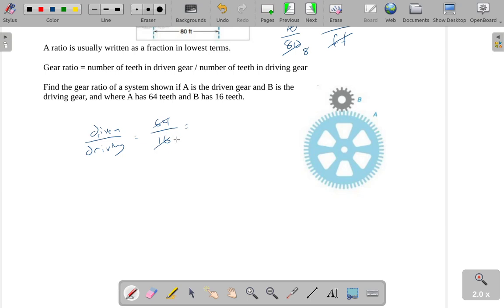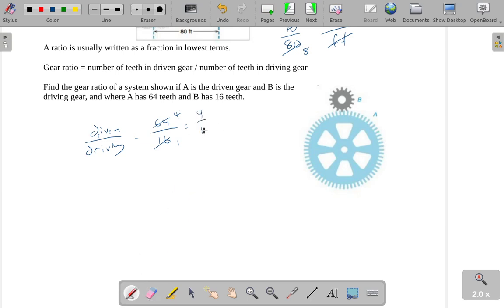there's a common factor of 16 that we can cancel out here, because 16 is a factor of 64. It's also a factor of 16. Divide each of these by 16. We get a 1 down below, because 16 divided by 16 is 1. 64 divided by 16 is 4, though. So we get a ratio of 4 over 1.